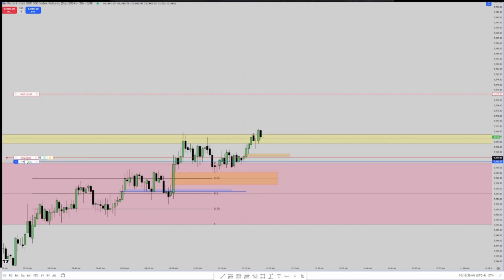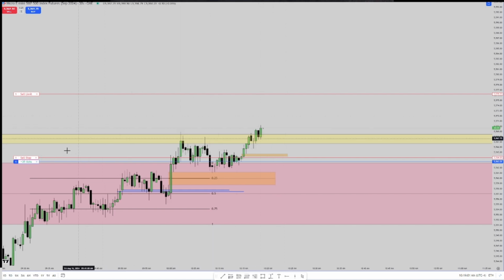So I'm going to trail my stop loss, and now I'm going to let it go. I do not care what the outcome is now because I'm automatically in profit. If it comes down and hits this red line here, I'm in profit because this blue line right here is my original entry point, and so I'm automatically in profit. I will just let this run and it'll do its thing.